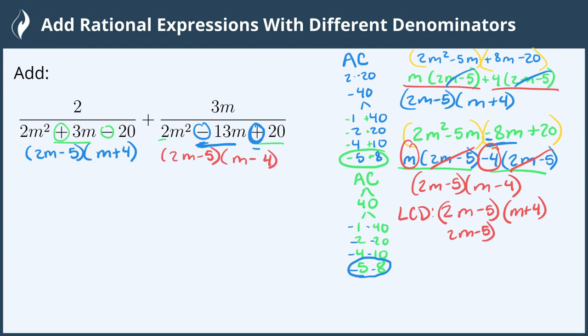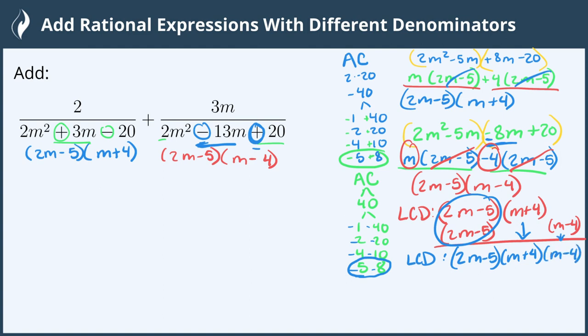2m minus 5. We don't have an m minus 4, but we have an m plus 4, but we do have an m minus 4. And then we'll line these all up and find the lowest common denominator, which these are in common. So we have one of those, 2m minus 5. We'll need one of the m plus 4, and we'll need the one m minus 4. Now we need to multiply the numerator and denominator by what's missing. So our first one is missing the m minus 4, so we'll multiply numerator and denominator.